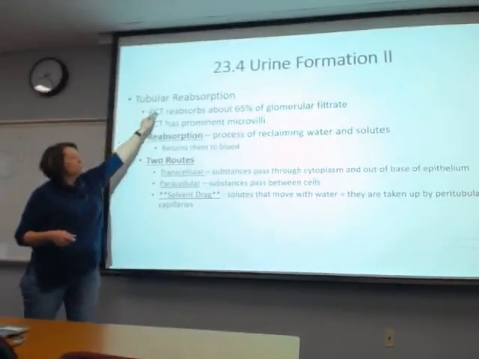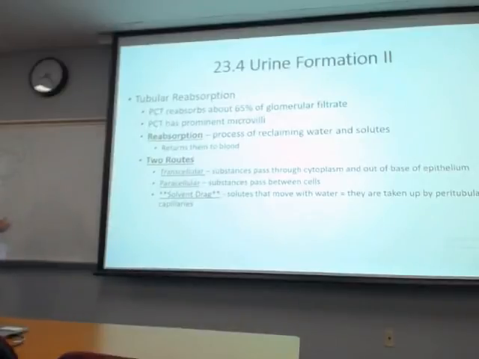For the tubular reabsorption, we're going to be in the proximal convoluted tubule. The first exit, well, the only exit, the first curly coily tubes that exit off of this glomerular capsule. The cells that make up that proximal convoluted tubule contain prominent microvilli. The cellular structure is one that is good for movement of materials.